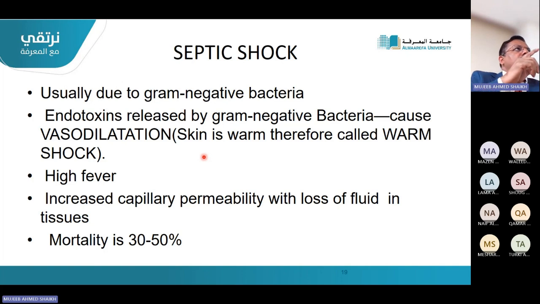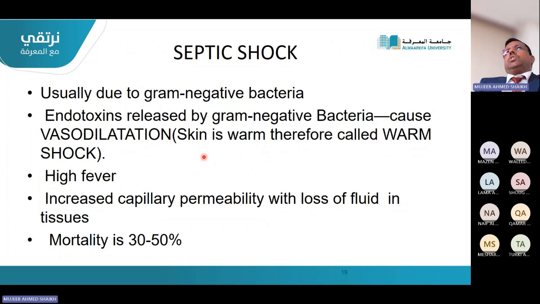Opposite to that, in septic shock, as it is due to infection, there will be fever. And not only fever, but there will also be vasodilatation. So blood is on the peripheral side, and it will give you a warm feeling. If you touch the patient, either due to fever or due to vasodilatation, it will be warm. That's why it is called warm shock. Septic shock is known as warm shock.